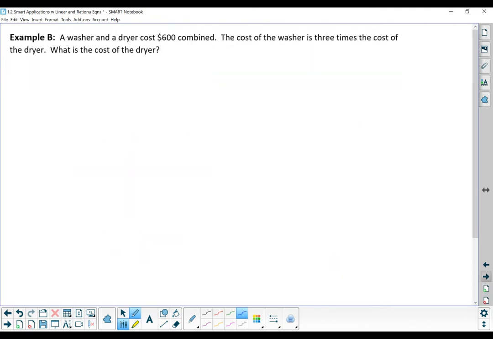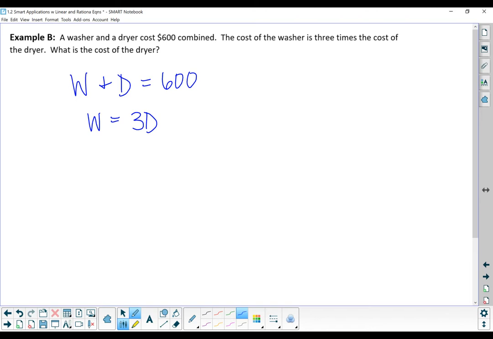Okay, a washer and dryer cost $600 combined. So I'm going to do W plus D is equal to 600. The cost of the washer is 3 times the cost of the dryer. So the dryer is less expensive. The washer costs 3 times more than the dryer. So the washer is 3 times more than the dryer. So W is equal to 3D.